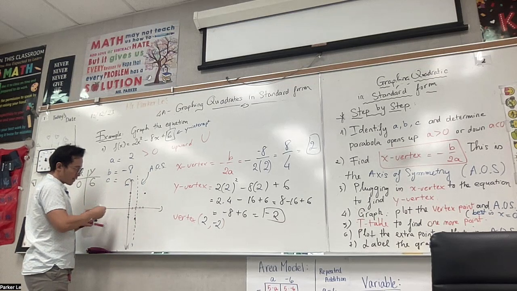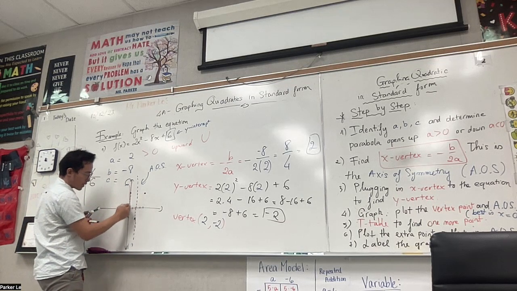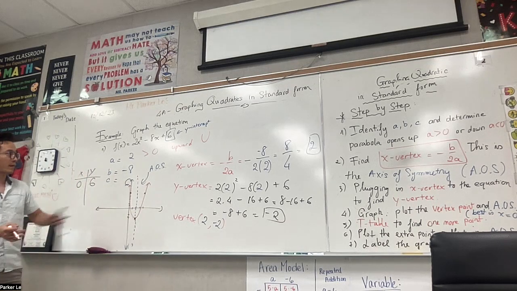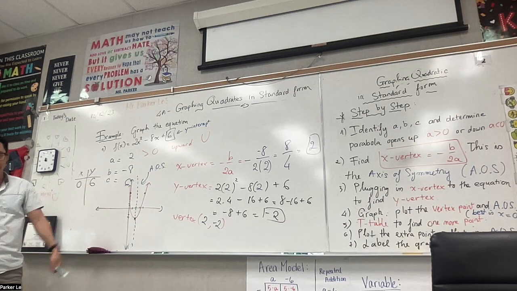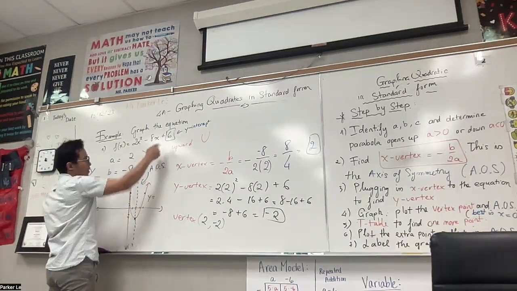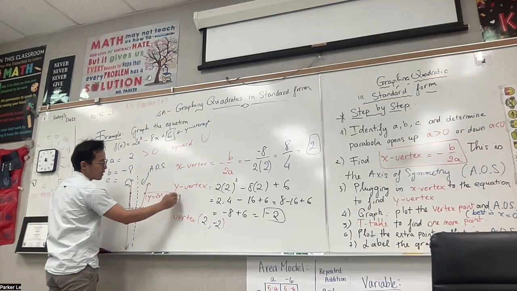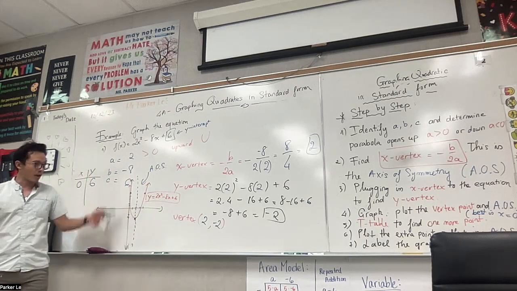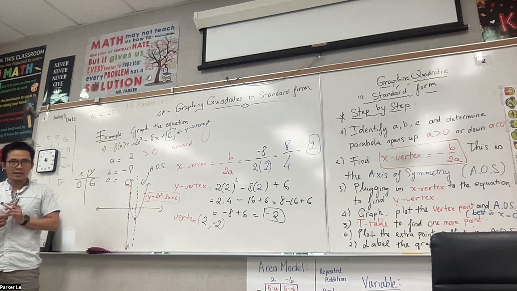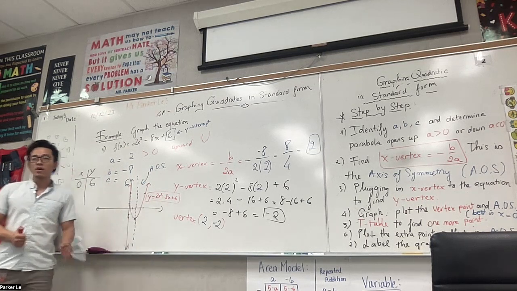Now I have the vertex and these points, and I connect them. That's my parabola. My last step is labeling. It's a good habit to practice: just write y equals and the name of the function. Everyone has a name, so if you graph it, just give it a name. If you forget it I'm not going to take points off, but it's good to practice.